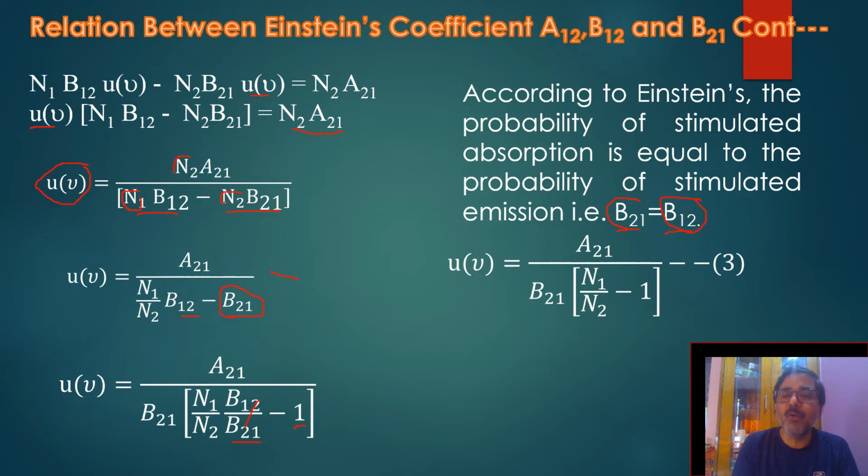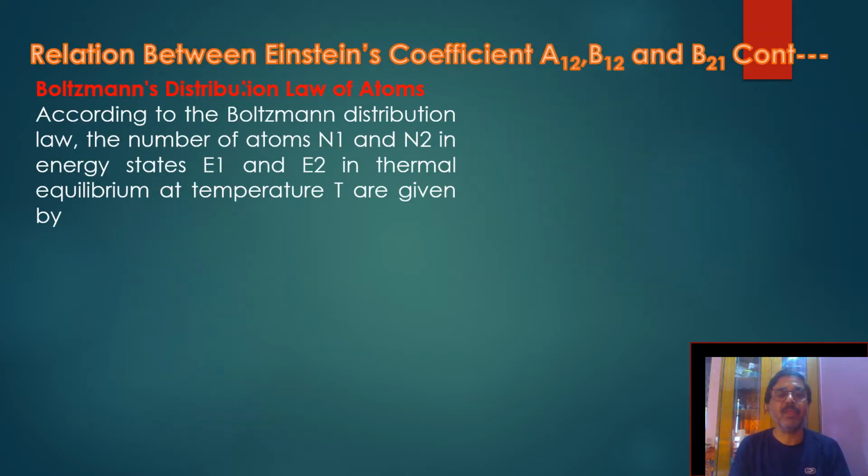Now we are going to substitute the value of N1 upon N2 by using the Boltzmann law, the Boltzmann law of distribution of atoms. So first let us understand what the Boltzmann law of distribution of atoms is. From there we are going to calculate N1 and N2, that is N1 upon N2, and substitute that value here in equation 3. So let us see this.